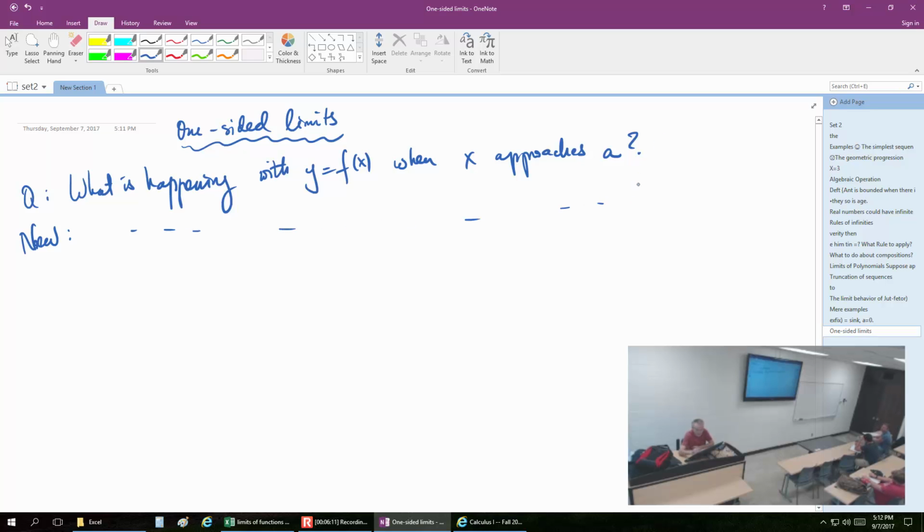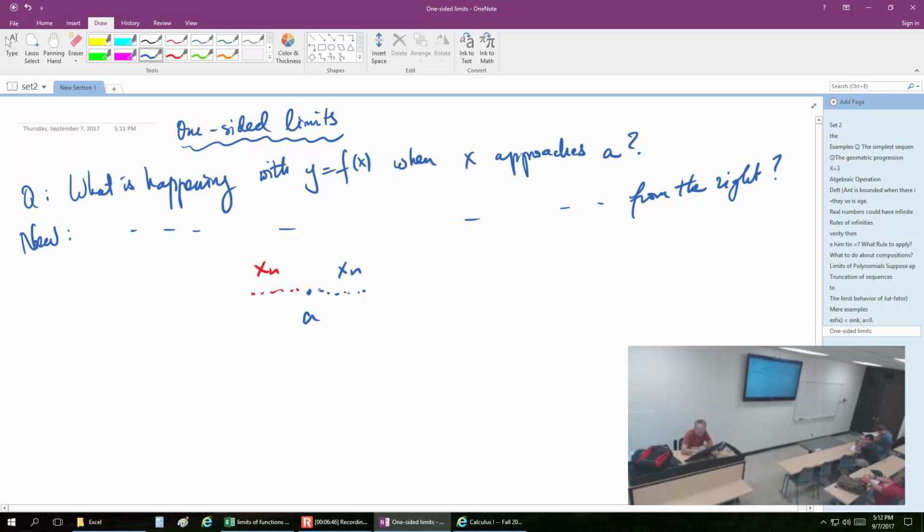X approaches a from the right, which is what all the pictures that we have seen are. X was approaching a from the right. So this is the sequence from the right. But implicitly, we were also thinking about sequences that approach it from the left, like this. So it's also xn, and all possible sequences from both sides have to produce convergent behavior on the y-axis.